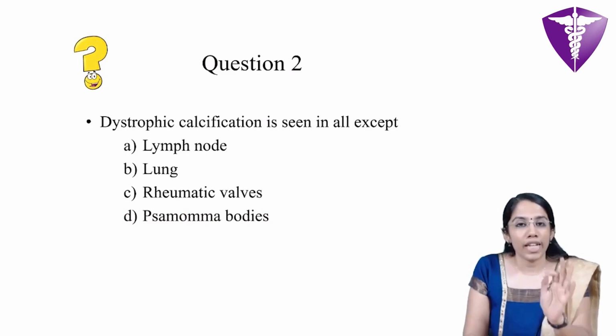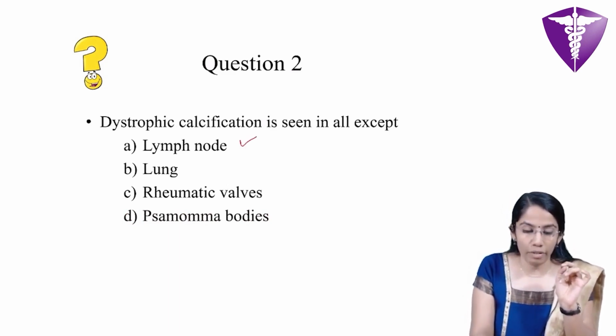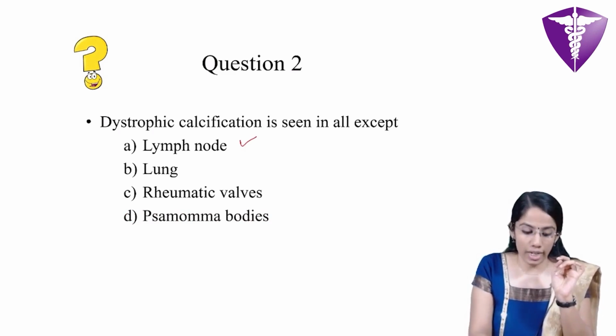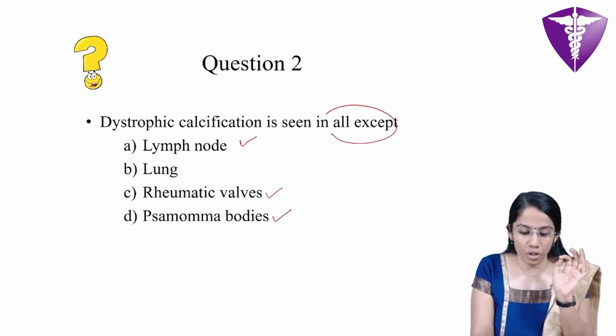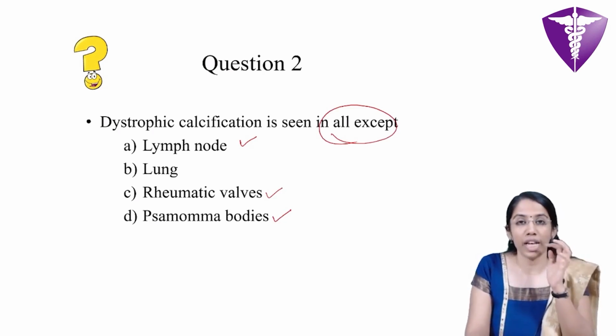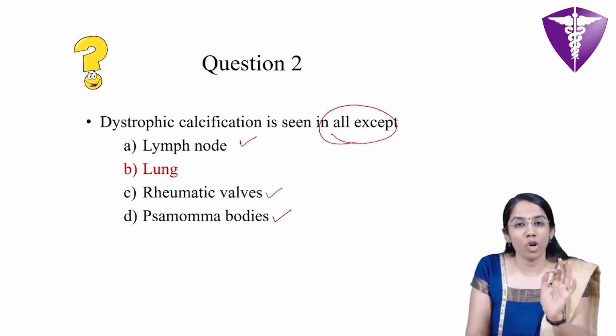Next, dystrophic calcification is seen in all except lymph node. We know that in TB lymph node dystrophic calcification is seen, in rheumatic valves also dystrophic calcification is seen, and psammoma bodies are also an example of dystrophic calcification. So which is the condition in which dystrophic calcification is not seen? Lung. We said that the lung alveoli are the most common site of metastatic calcification.